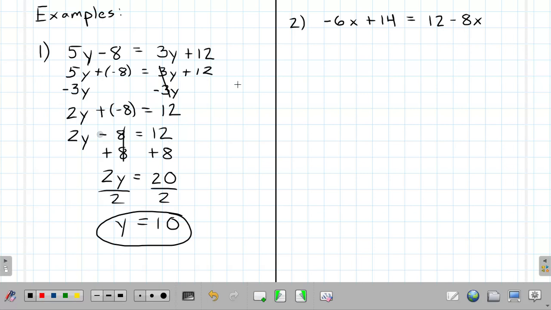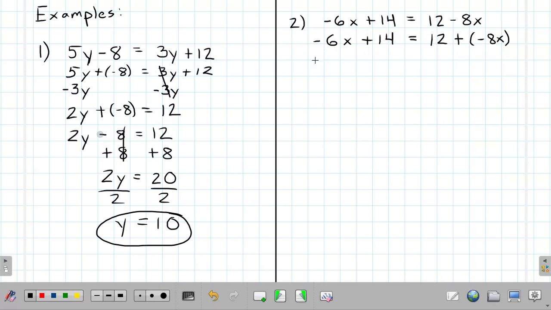Same thing's going to happen with number 2, except once again, I have -6x plus 14 is equal to 12 minus 8x. Well, once again, my first step, and like I said, this isn't 100% necessary, but if it helps you see what's going on, I'm going to write it as a sum, so that way I can see, well, what do I actually have here? Okay, my terms, I have a -6x on the left-hand side. I have a -8x on the right. I have a 14 on the left, a 12 on the right.